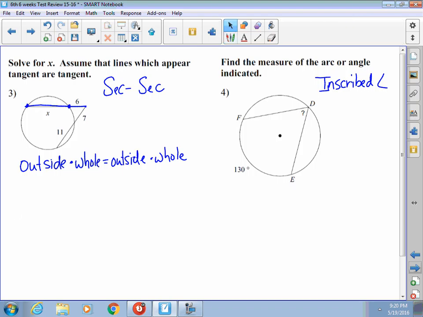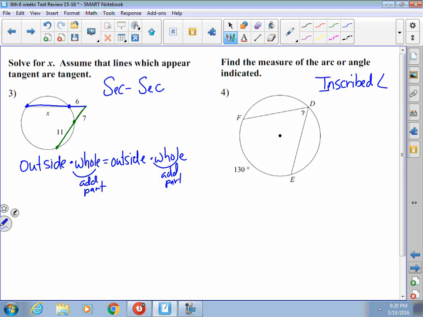So we have 2 secants here. They're not the same length. They're coming from the same point, but they're not the same measurement. Well, the secant rule says you take what's on the outside, multiply it by the whole secant. This means you're going to have to add the parts. Okay? And you take what's on the outside, multiply it by the whole secant. Again, we have to add the parts.